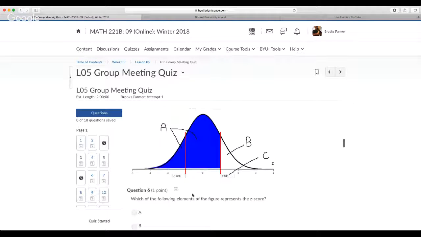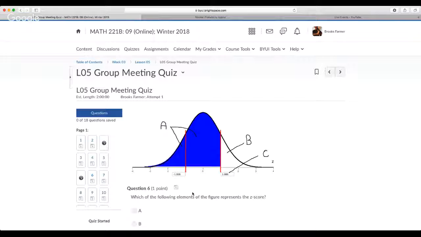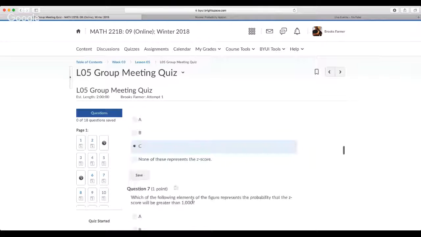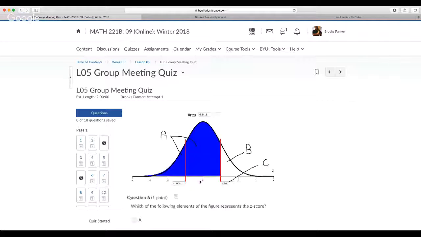All righty. Which of the following elements of the figure represents the z-score? C, right? C. Yep. C is the z-score. All right. So I'm going to leave the picture up. You tell me the question.